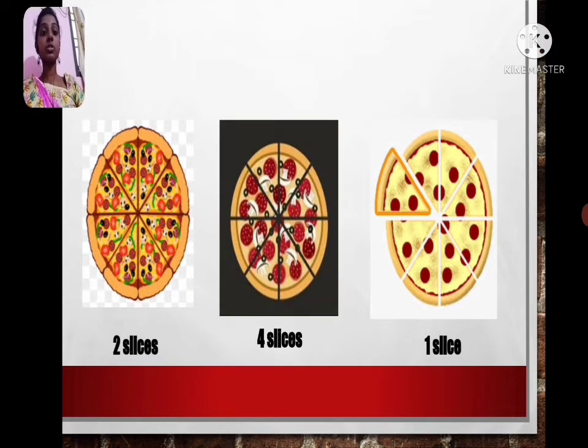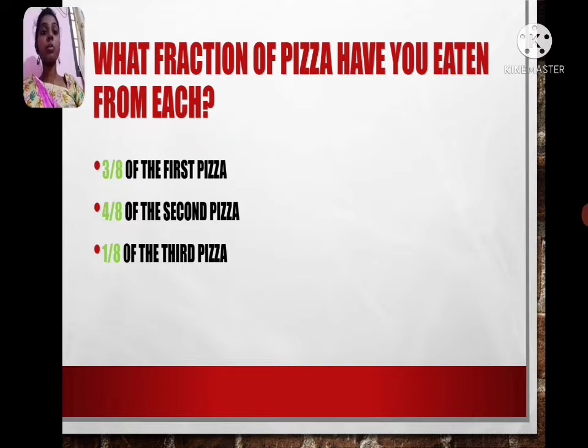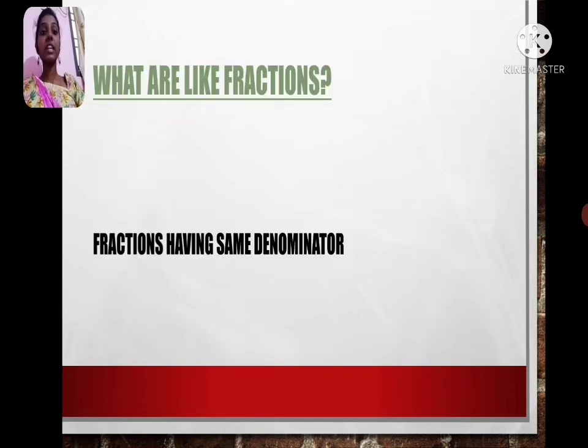Now suppose you eat 2 slices from the first pizza, 4 slices from the second pizza, and 1 slice from the third pizza. What fraction of pizza have you eaten from each? You have eaten 3 by 8 of the first pizza, 4 by 8 of the second pizza, and 1 by 8 of the third pizza. What can you infer from these 3 fractions? 3 by 8, 4 by 8 and 1 by 8 all have the same denominator, that is 8. Hence, fractions having the same denominator are called like fractions.